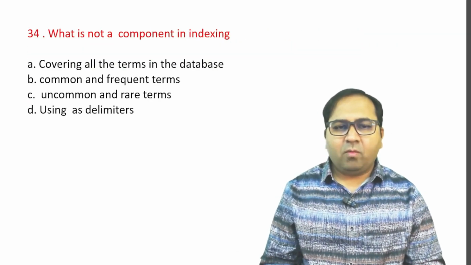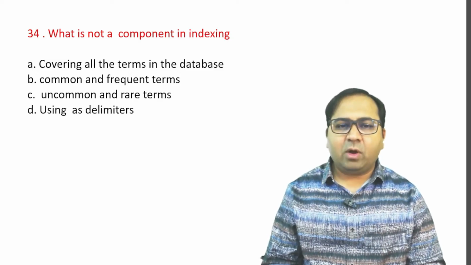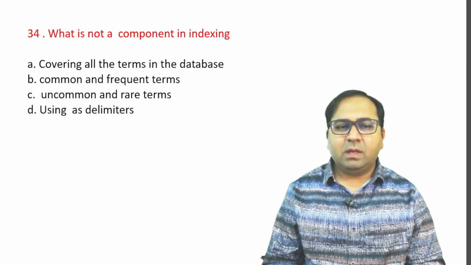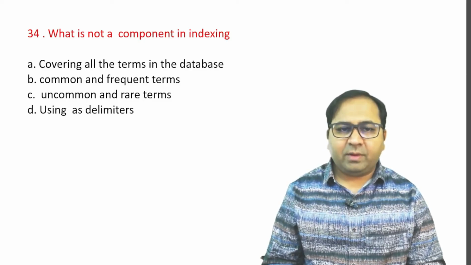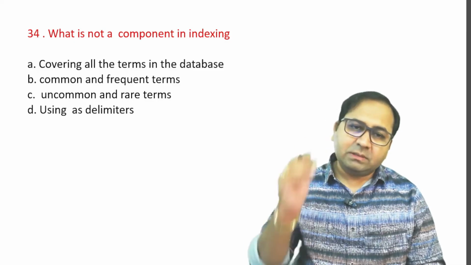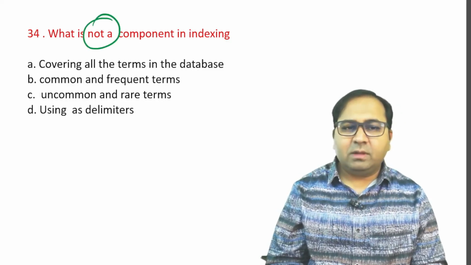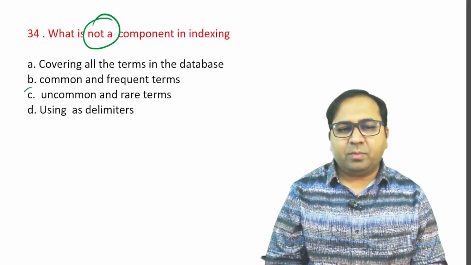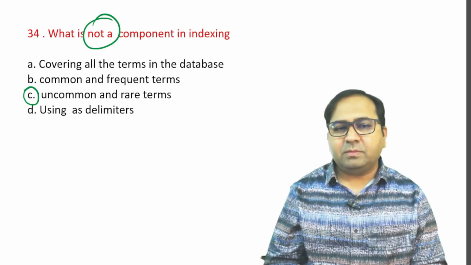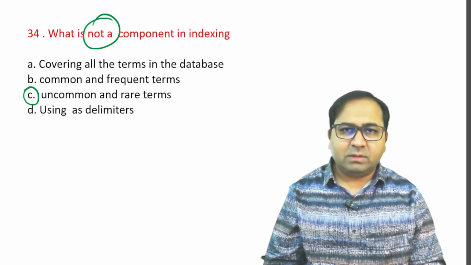Next question. What is not a component in indexing? Options are A. Covering all the terms in the database. B. Common and frequent terms. C. Uncommon and rare terms. Or D. Using as delimiters. So in indexing, what is not a component? Option C is not a component. That is, uncommon and rare terms are not a component in indexing. So please remember the question and also the answer.